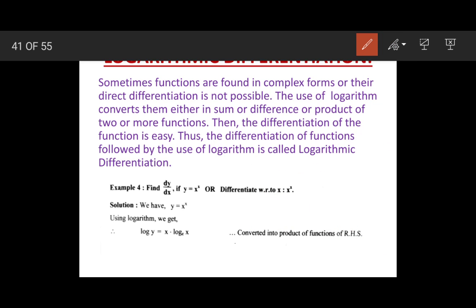So now let's see some examples. See, the question is: find dy upon dx if y is equal to x raised to x. Okay, variable raised to variable, or it can also be written as differentiate x raised to x with respect to x. So in this case what we are going to do is take log on both the sides. So we will get log y equal to x into log x.